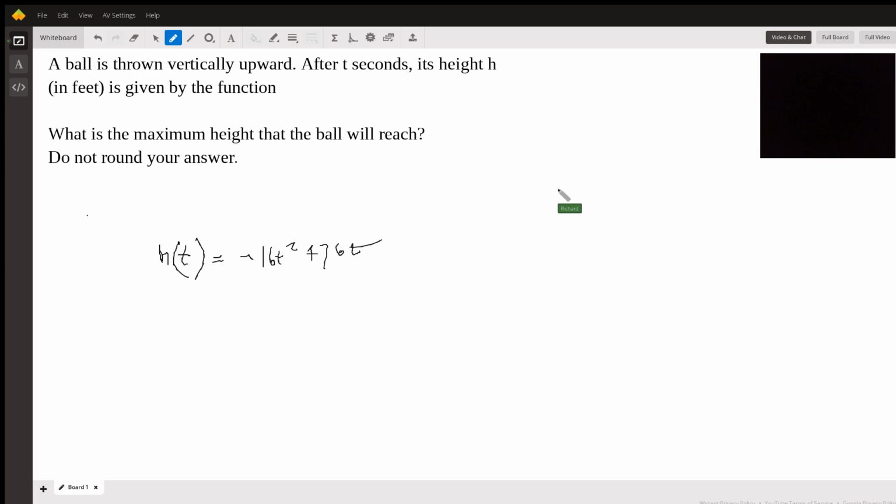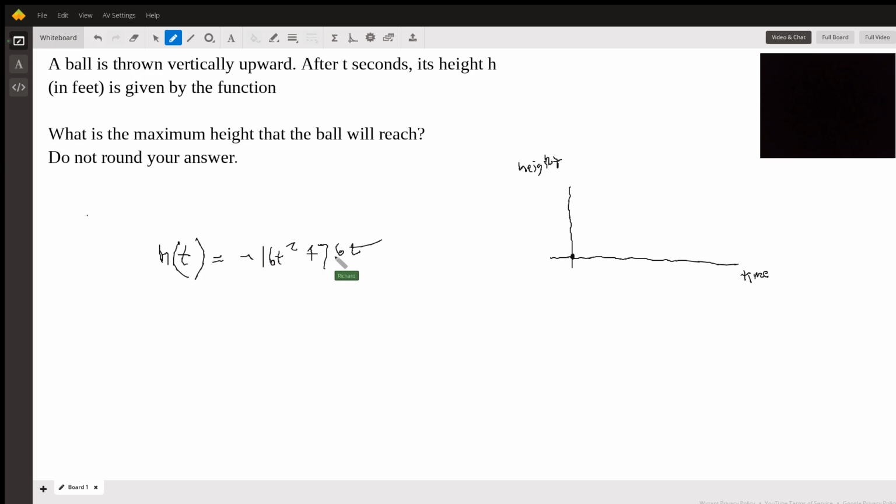I think it's useful to have a little graph so that we can see what's going on. So here's time, here's height, and at time 0, when t is 0, h is 0. There's no height, because this term goes away, this term goes away, and so we're starting at (0, 0). And a, which is the leading coefficient, is negative here.